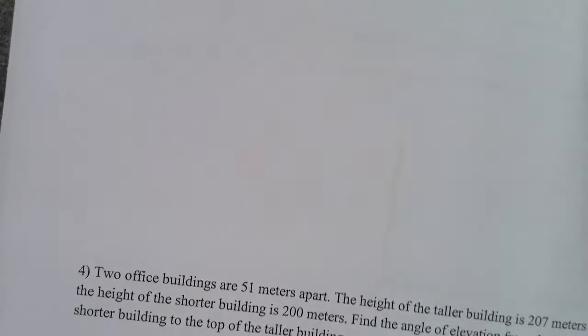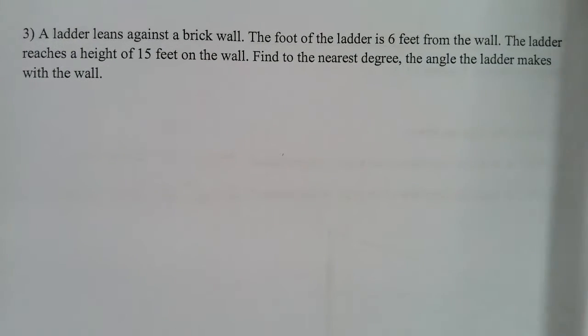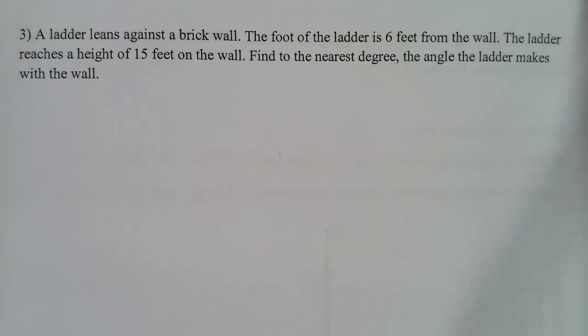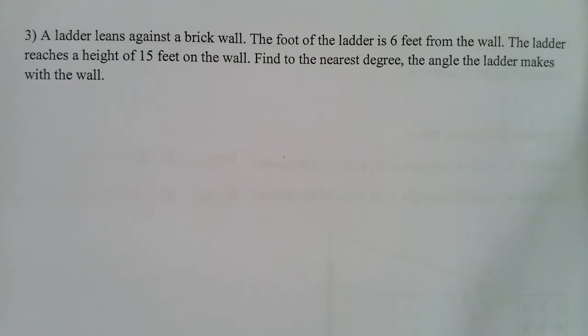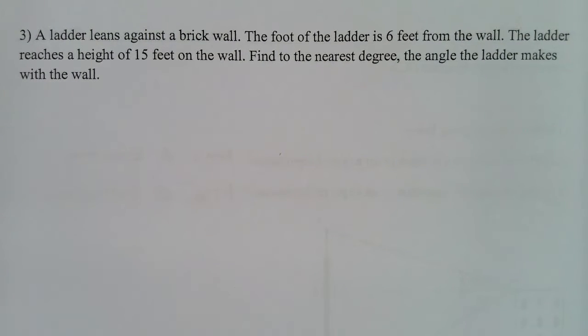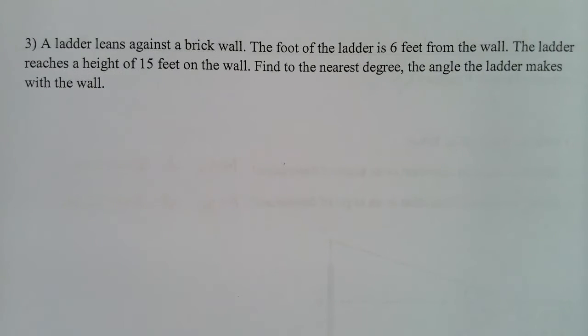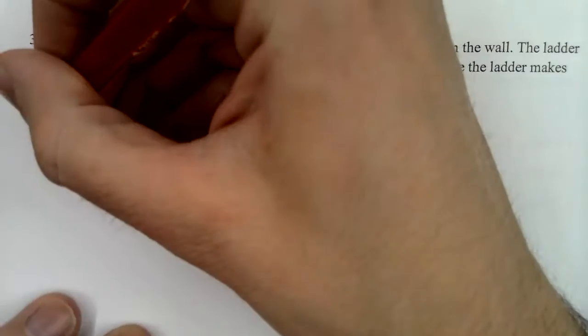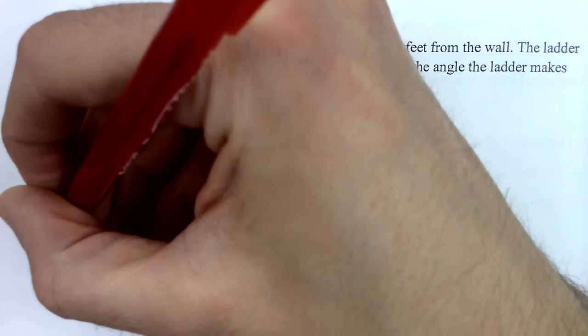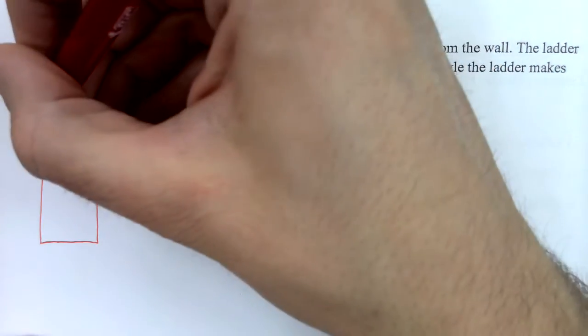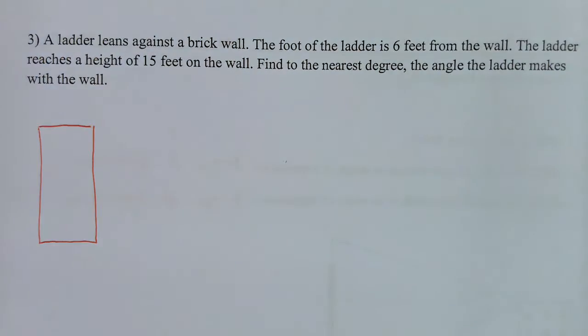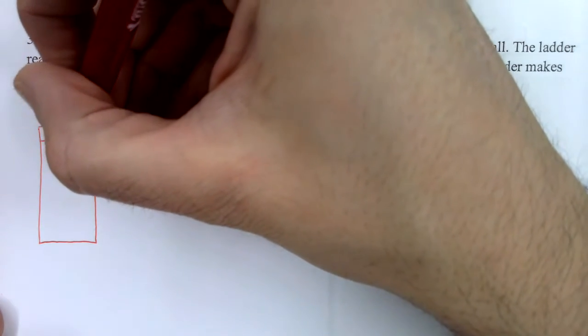Okay, next page. A ladder leans against a brick wall. The foot of the ladder is 6 feet from the wall. The ladder reaches a height of 15 feet on the wall. Find to nearest degree the angle the ladder makes with the wall. So this will be my brick wall. I'll try to draw some bricks so it actually looks like a brick wall.